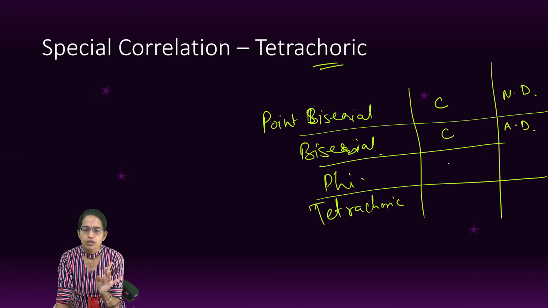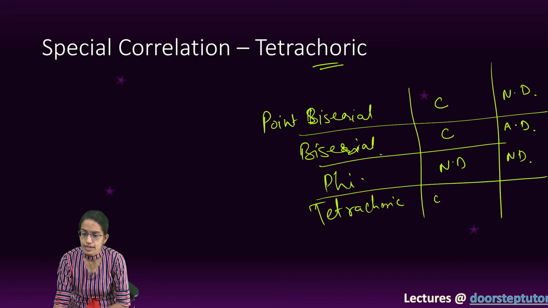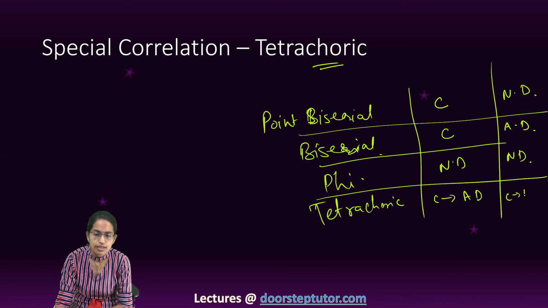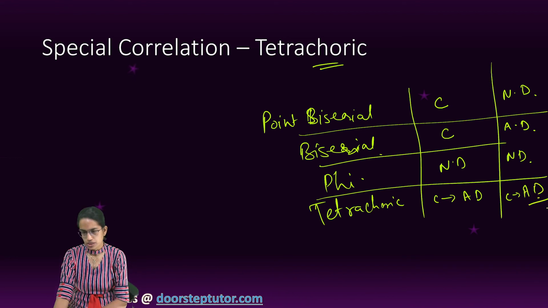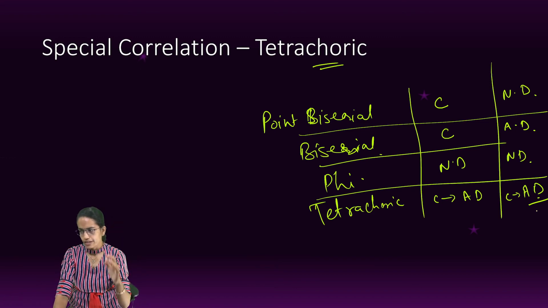Phi coefficient: both of them are naturally dichotomous variables. Tetrachoric: both of them are continuous but represented as artificial dichotomous. So they are continuous but represented as artificial dichotomous, so both of them would be represented as artificial dichotomous values.